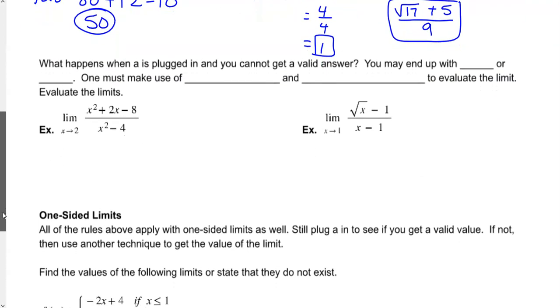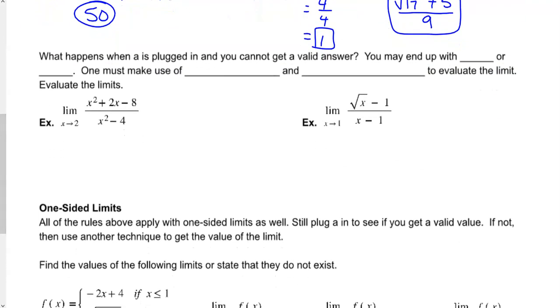Now, what happens when a is plugged in and you cannot get a valid answer? You may end up with something like 0 over 0 or 1 over 0, which we know with fractions is very invalid. You can't divide by 0. So in order to take care of that, one must make use of factoring and rationalizing with conjugates to evaluate the limit.